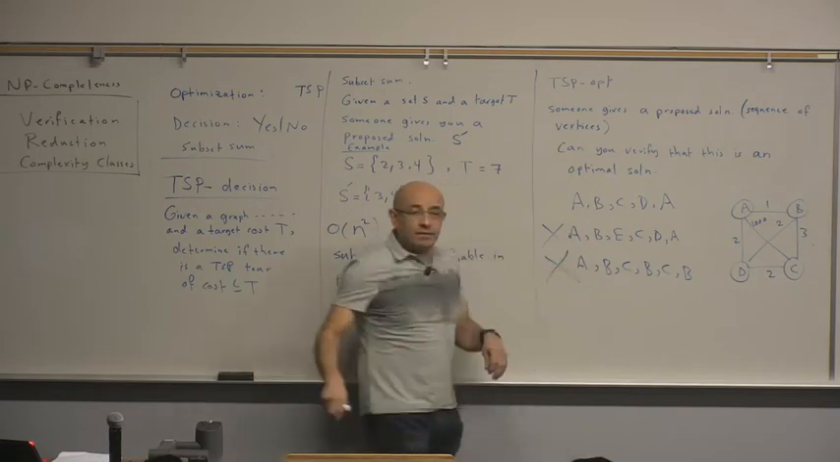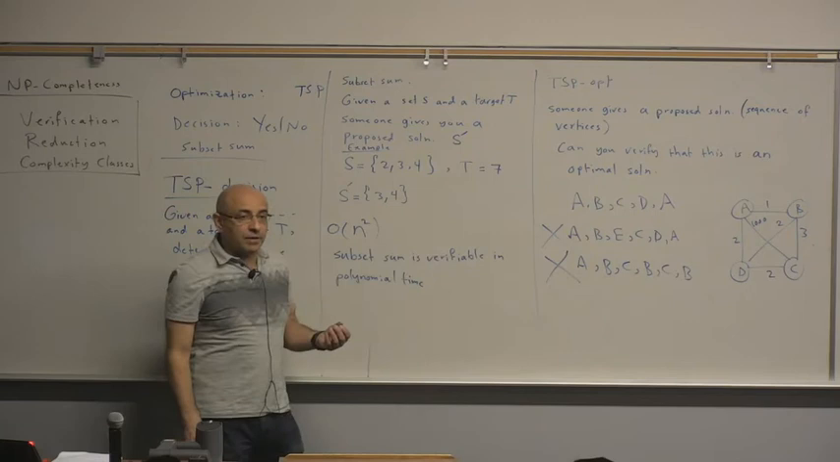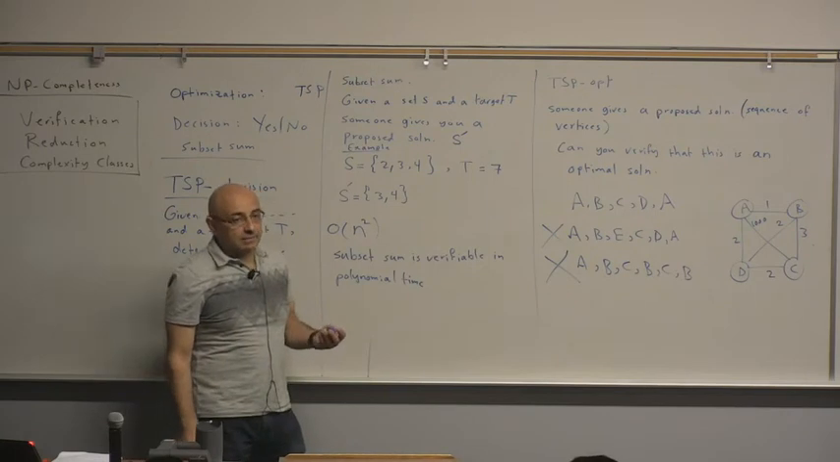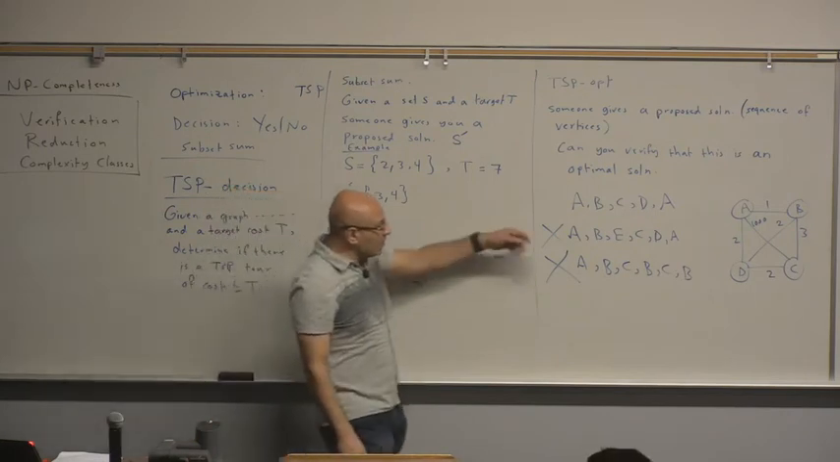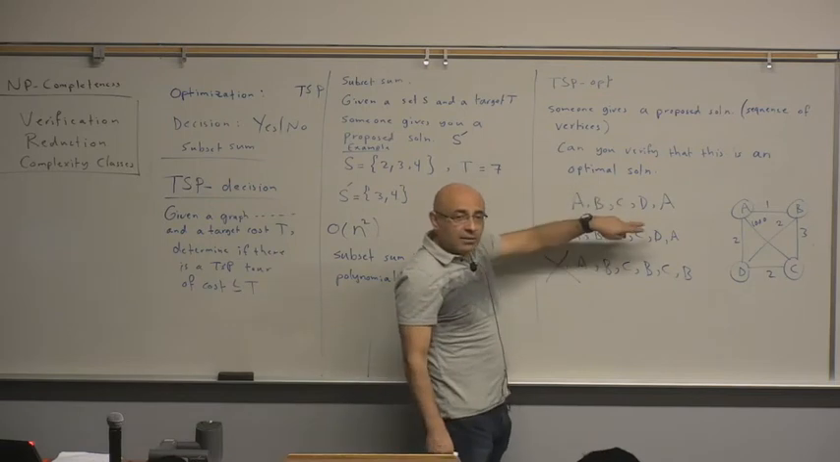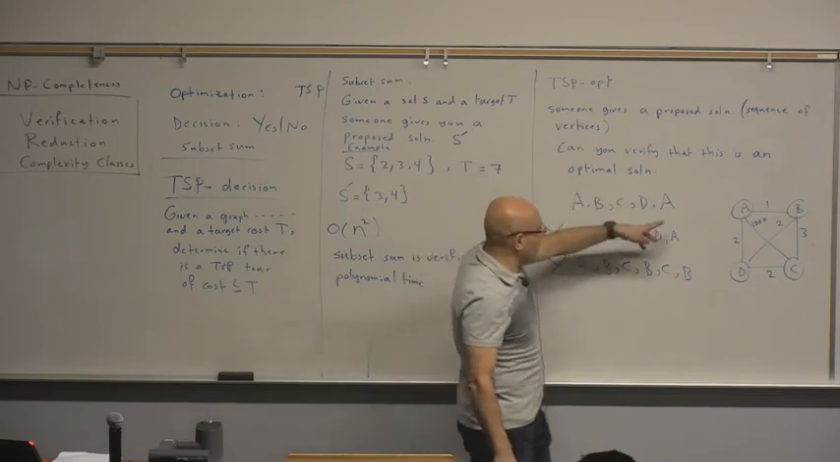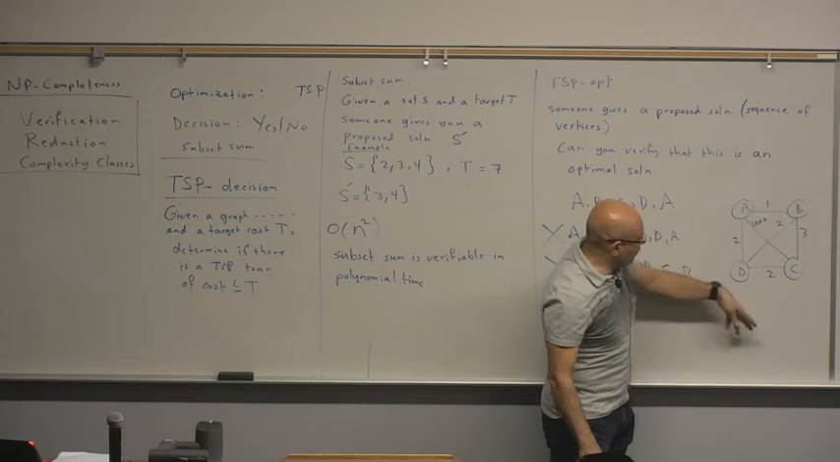This is easy to verify. But what is not easy to verify is optimality. To verify that it's optimal. And I can calculate the cost of this. I can just sum the edge weights, and this will give me, you know, 4 plus 4 is 8.